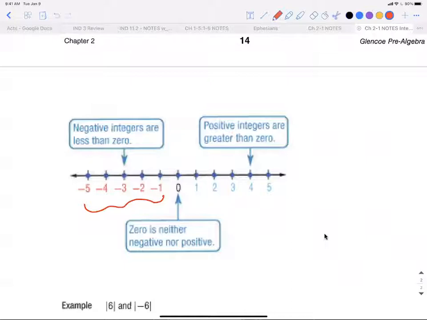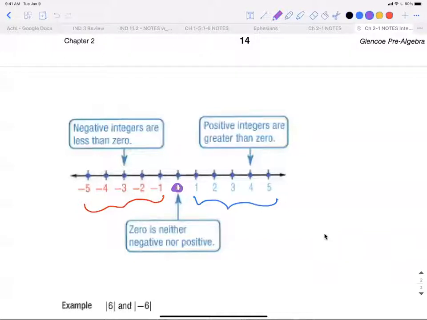Then on the right side of the 0, you have your positive numbers, which just go up 1, 2, 3, 4, 5, like we normally count. And right smack dab in the middle is your 0. That's always your neutral position, not negative, not positive, right in the middle. I think you guys will be fine with that. You're pretty familiar with the number line. Everybody have that down in their notes?